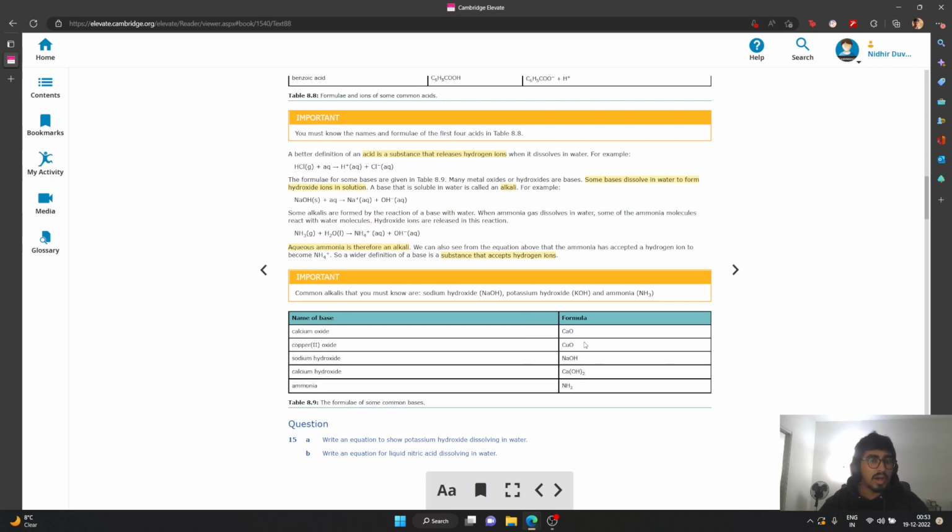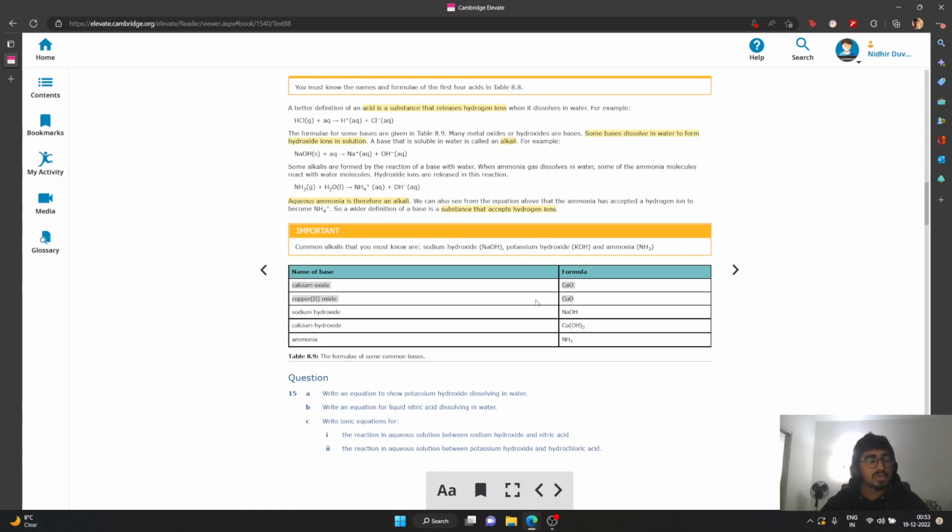About these two, they are just bases. They are not alkalis. They are not soluble in water. So in our definition of something that releases H plus or releases hydroxide, we can't call these bases yet. Okay, so then let's go to the third theory.